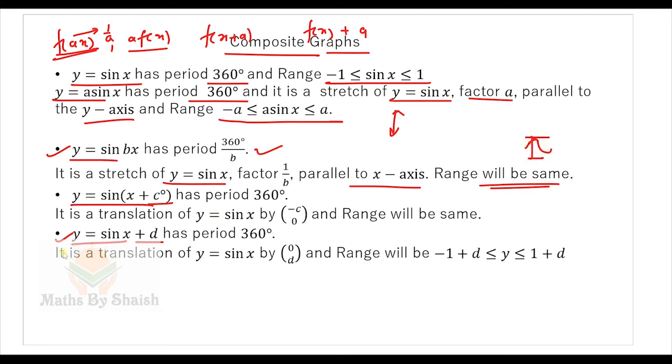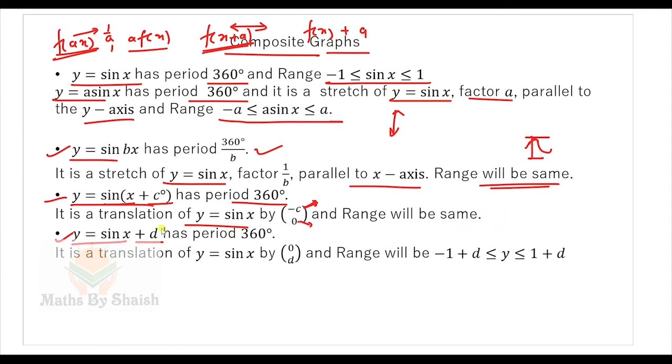And the third one is y is equal to sine x plus c. So we can see it is of this type, and here it is a translation along the x axis, either in the positive x direction or negative. It is going to have a period of 360 degrees because you are translating the whole curve. So it is a translation of y is equal to sine x by the column vector (minus c, 0). The column vector defines the horizontal translation and the vertical translation. There is no vertical translation, so that's why it is 0. And the range will be the same because you are only translating along the x axis.